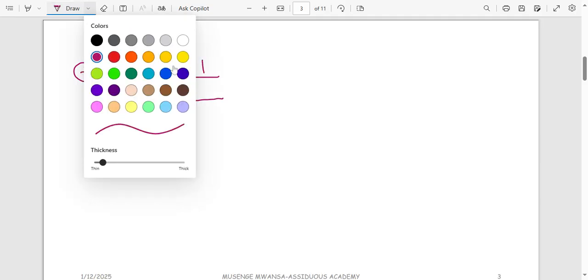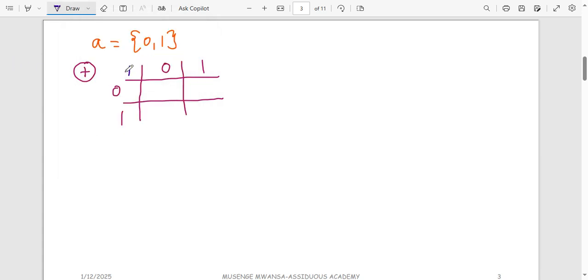Remember, I want to find if the operation plus is a binary operation. So what you do is now you'll be adding everything. 0 plus 0, that is 0. 0 plus 1, that is 1. 0 plus 1, that's 1. And then this one plus this one, that will give us a 2. So you see, this 2 is not part of this set. What that tells you is that the operation plus is not a binary operation in the set A. Why? Because if it were a binary operation, all the results should be part of the set A.